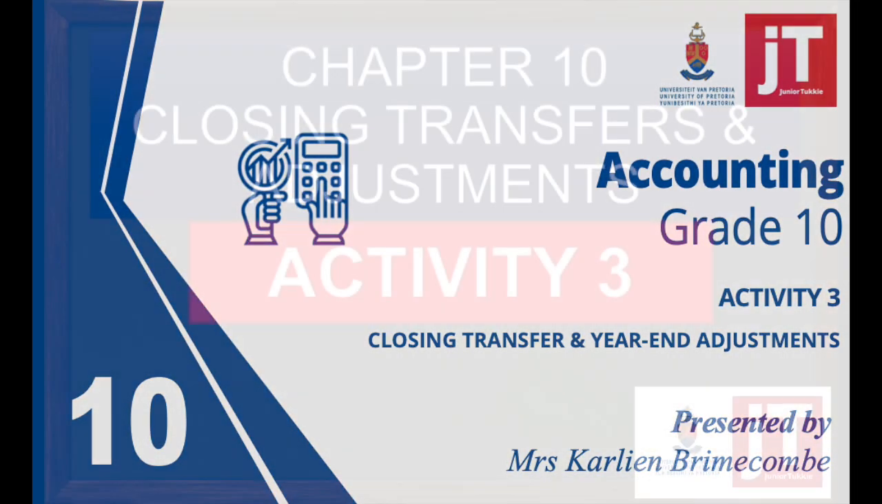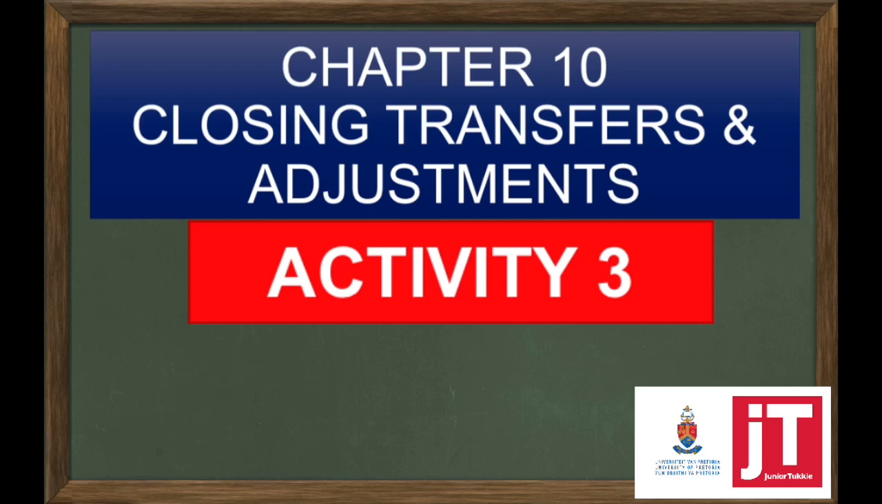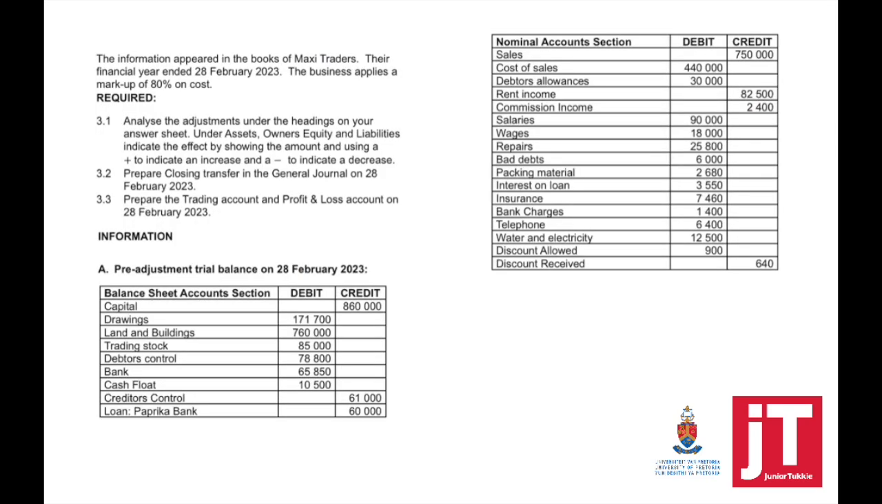We're going to look now at Chapter 10, Activity 3. The information appeared in the books of Maxi Traders. The financial year ended 28th February 2023. The business applies a markup of 80% on cost. So what is expected of us?